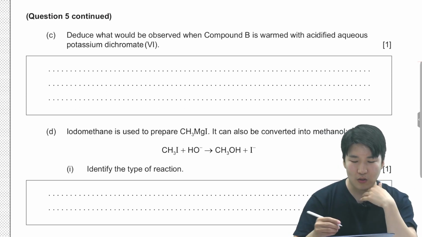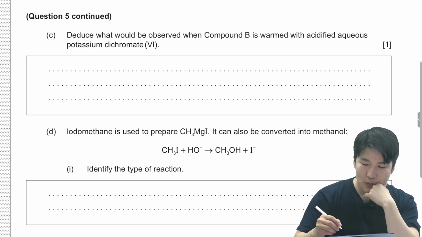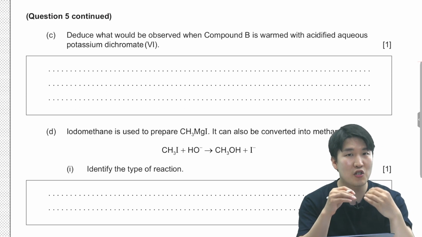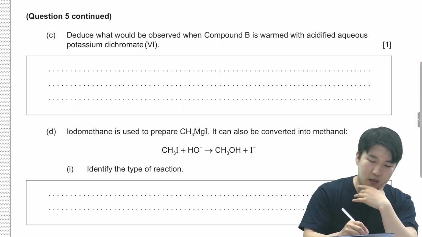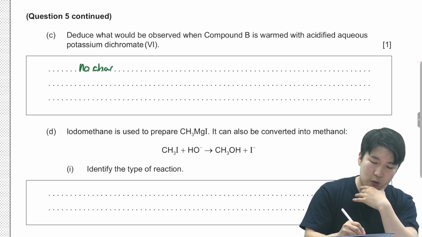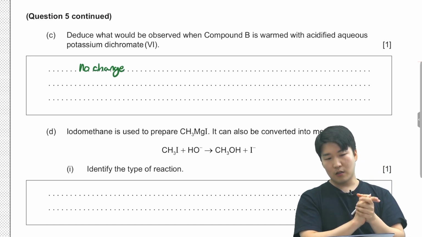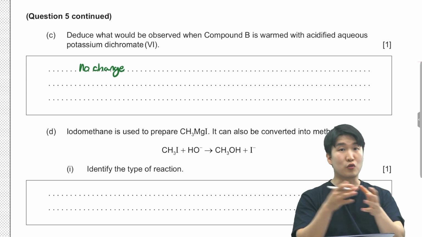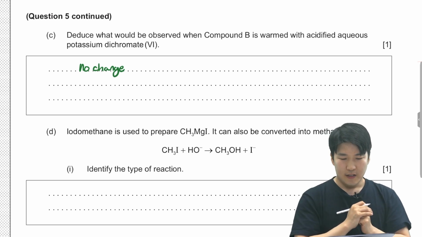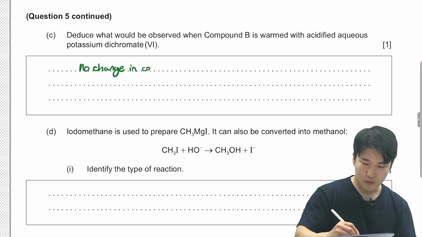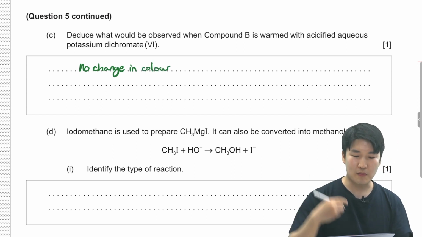In our compound B case, it is a tertiary alcohol, which means that there's no oxidation, which means that there's no change in the color of the oxidizing agent. No change in the usual orange to green color change. No change in color of potassium dichromate.